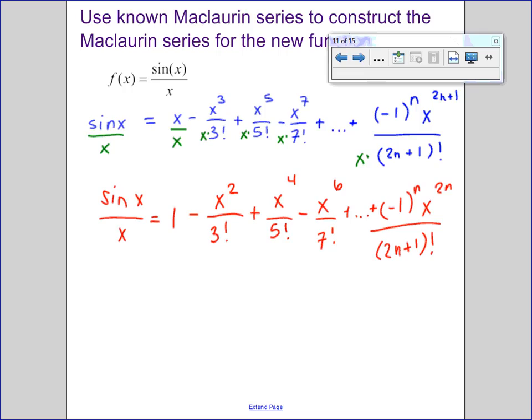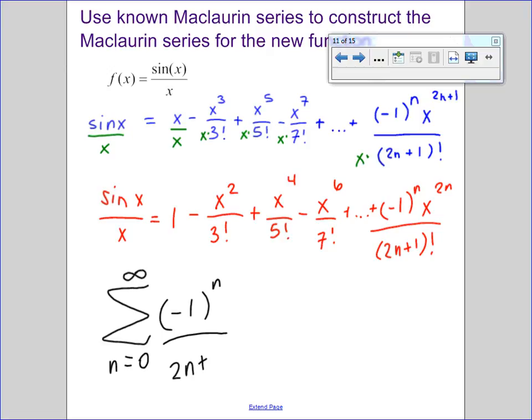And now I still need to write the Maclaurin series. So what I'm going to do is go back to my summation notation, because the series is an infinite sum. It looks like 0 will work out just fine, and negative 1 to the nth over 2n plus 1 factorial and x to the 2n. Let's do a quick check. When I plug in 2, I get positive x to the 4th, and I get 2 times 2 is 4 plus 1 is 5 factorial, so it works. Yay, that's it.